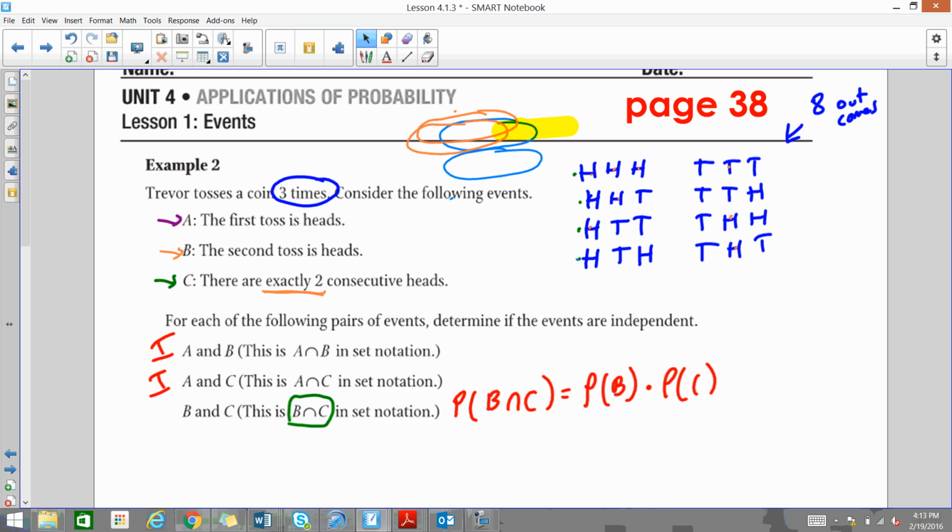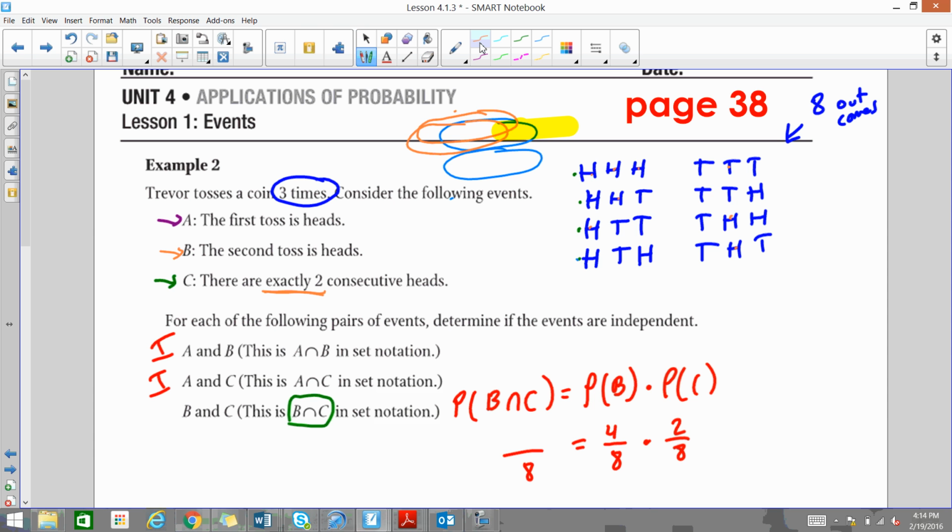So now, one cool thing, we actually found the individual probabilities of B and C already. We know the probability of B is 4 out of 8. The probability of C is 2 out of 8. We got that from the last problem. And now we have to find our probability of B intersecting C. So B intersecting C is the second toss is heads, and there are exactly 2 consecutive heads.